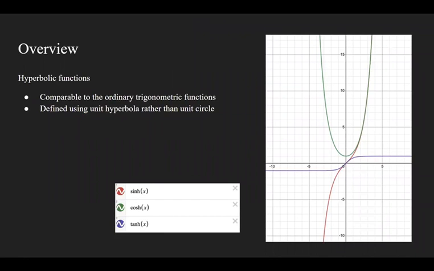Okay, so here is the overview of our hyperbolic functions. First of all, they're comparable to the ordinary trigonometric functions like sine, cosine, or tangent, but over here we have sinh, cosh, and tanh. Also, hyperbolic functions are defined using the unit hyperbola rather than the unit circle, which can be seen in our graph.